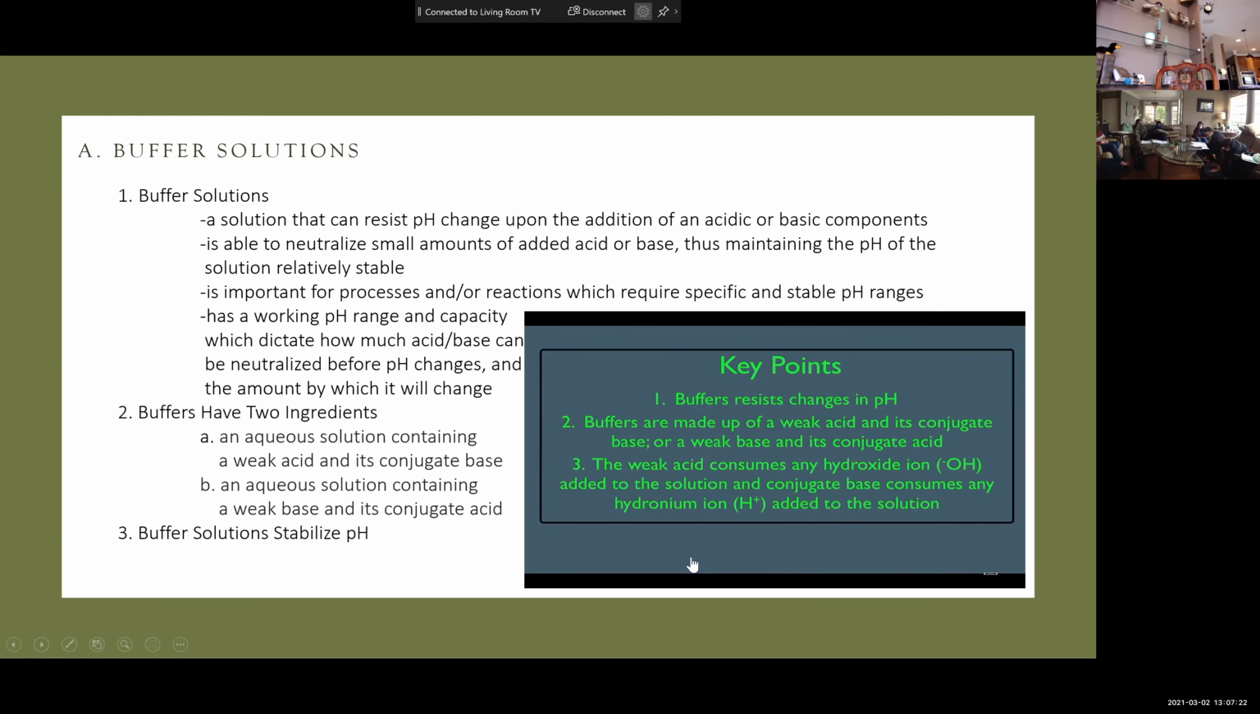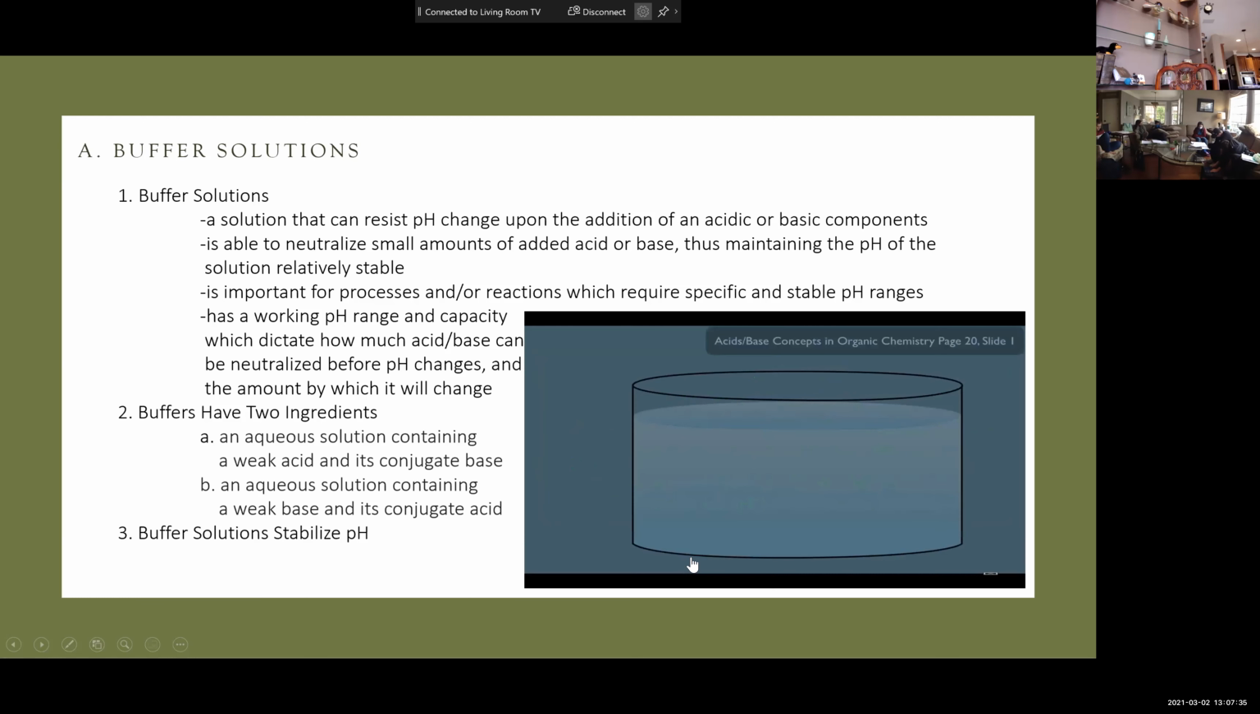It does it by the weak acid consuming any hydroxide ion added to the solution, and the conjugate base consumes any hydronium ion added to the solution. So let me show you how that works here. Let's say you have a solution that has a buffer. Here's our weak acid HA, and here's its conjugate base A minus. Now, how is it that this species resists changes in pH?